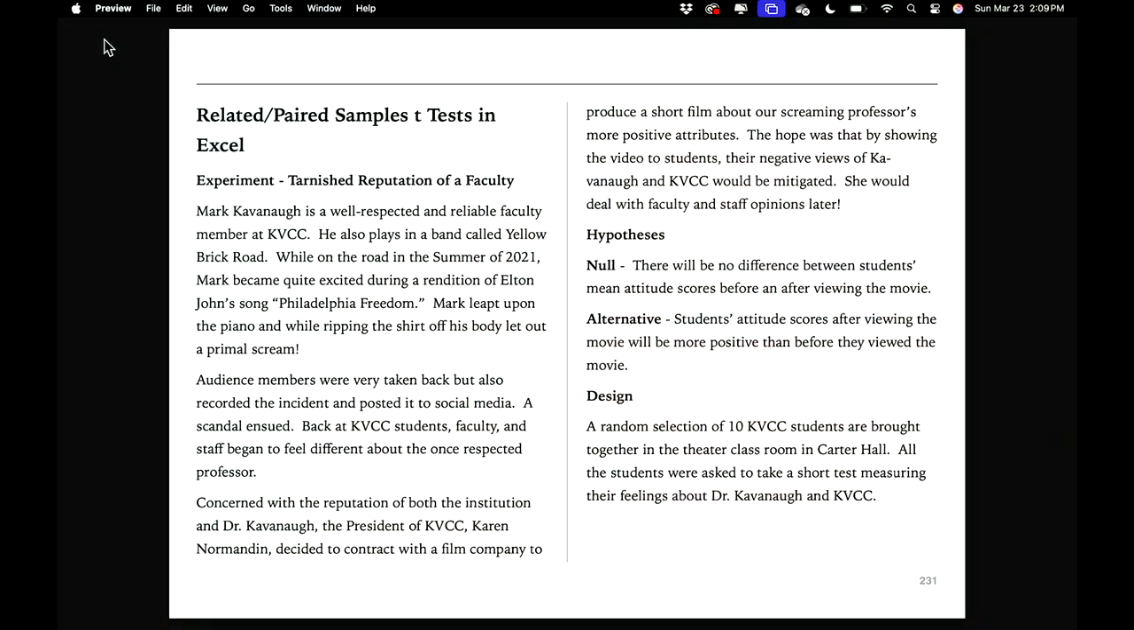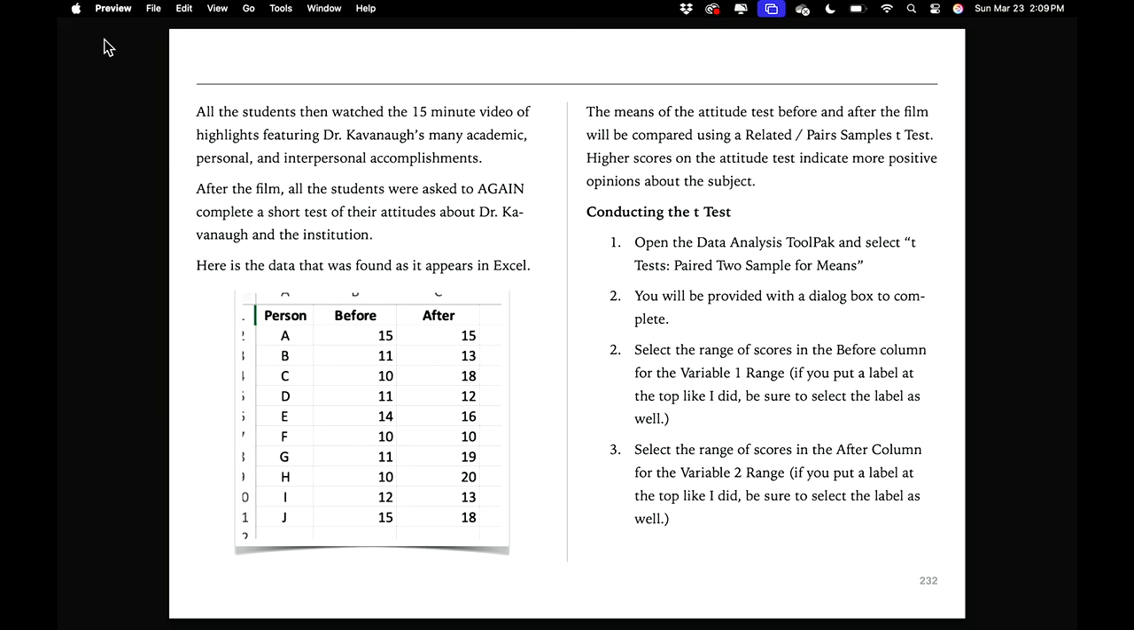So if you look at page 232, we see we have one group. It's person A through J. They took a test that measured their perception of me, and they got scores of 15, 11, 10, 11, and so on. Then they watched that movie, and they took the test again. And you see the scores the second time they took it.